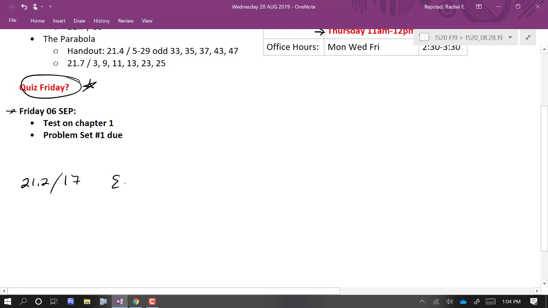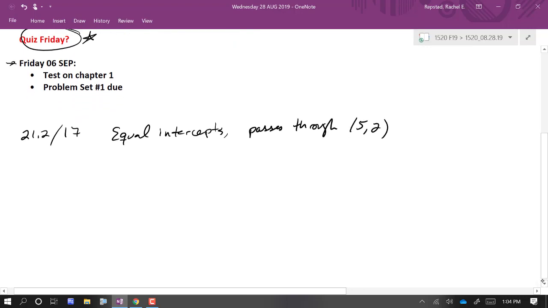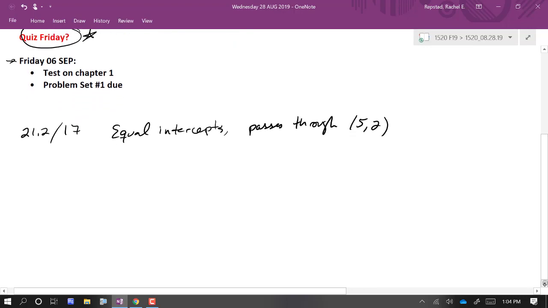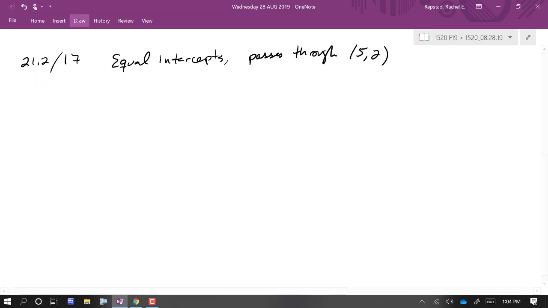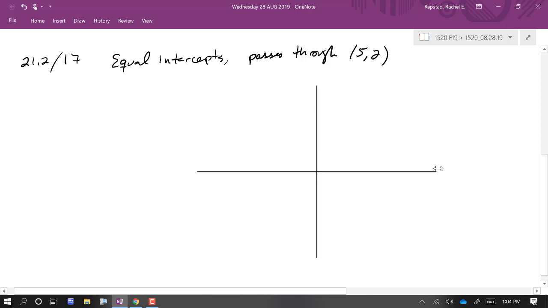So equal intercepts. Passes through (5, 2). All right, so the first thing I'm going to do is I'm just going to kind of sketch. I'm going to plot the point. There's one thing for sure that we know, like one very concrete thing we know about this line, is that it passes through the point (5, 2).